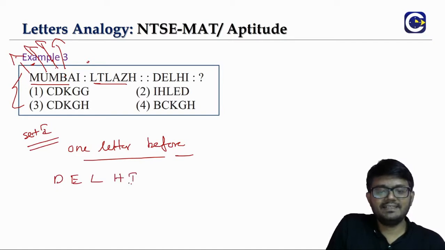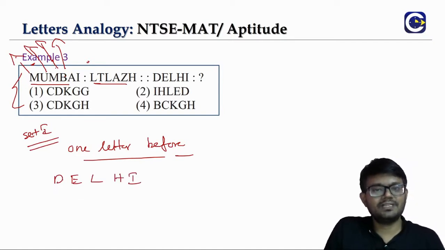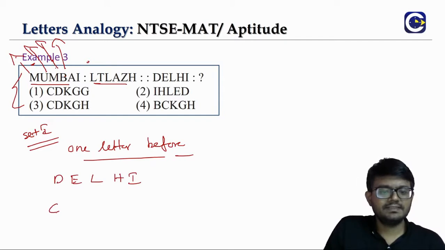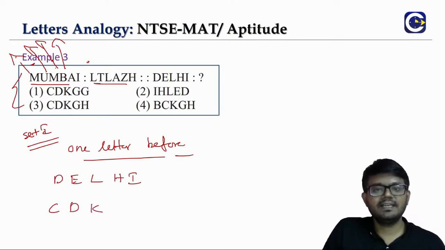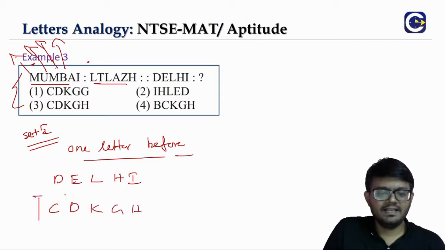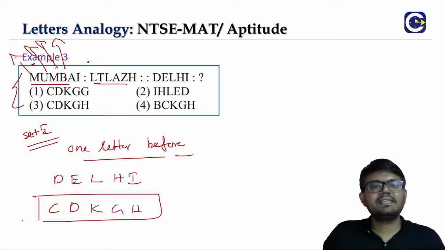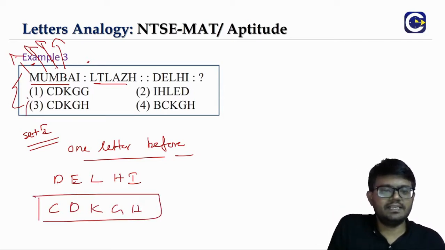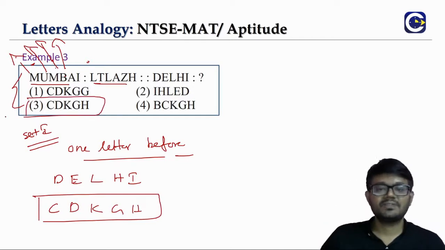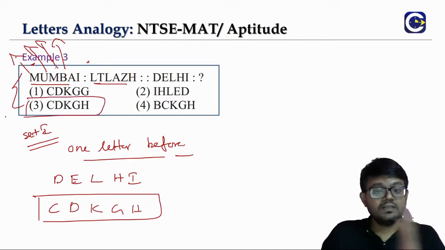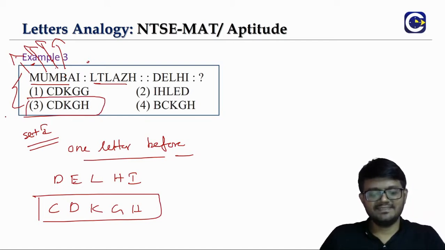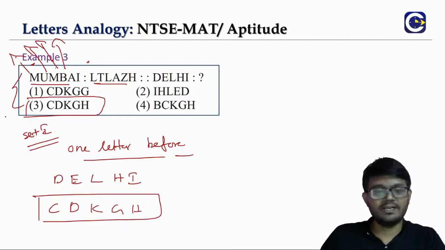Delhi, right? So for Delhi, D, what is one letter before? C. E, what is one letter before? L, what is one letter before? H. What is it? C, D, K, G, H. Where is it? It is our option 3. Check it. So here what is the analogy? The one letter that is going to come before. That is it. I am sure a lot of you might have already got the answer.